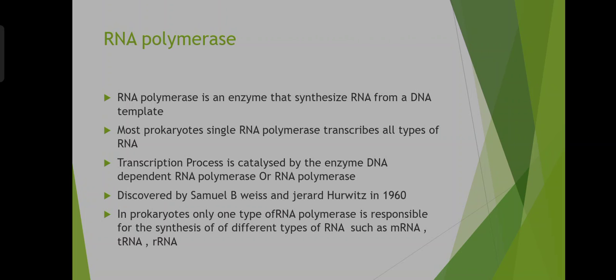In most prokaryotes, a single RNA polymerase transcribes all types of RNA. The transcription process is catalyzed by the enzyme DNA-dependent RNA polymerase, which was discovered by Samuel B. Weiss and Gerard in 1916. In prokaryotes, only one type of RNA polymerase is responsible for the synthesis of different types of RNA, such as tRNA, mRNA, and rRNA. Now, to the structure of the RNA polymerase.